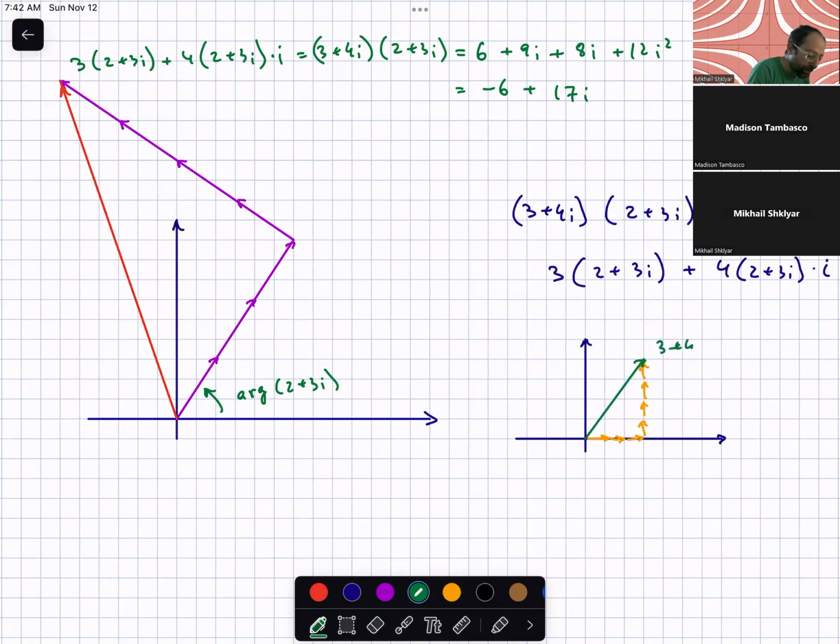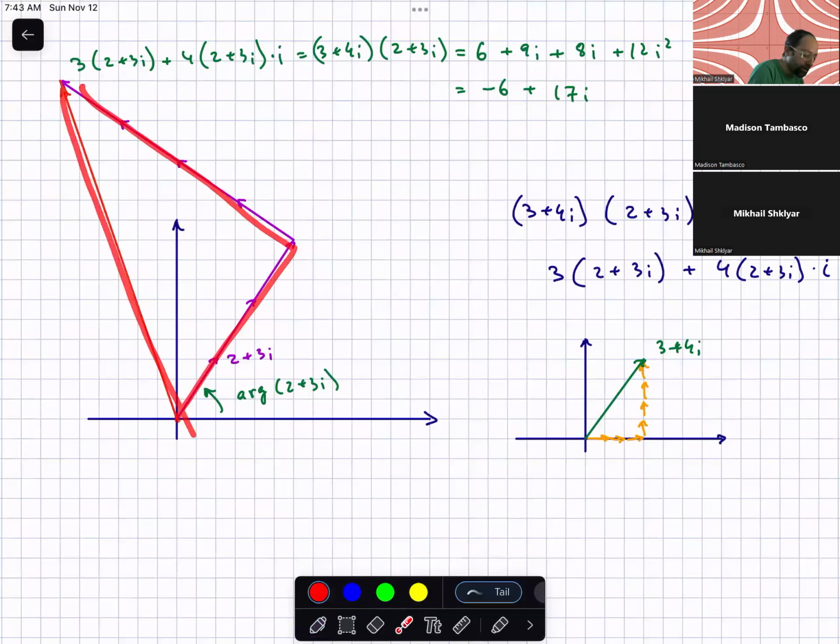Okay, so this is 3 plus 4i. Now this triangle over here, 3 plus 4i, is similar to this triangle over here because the ratio of the sides is 3 to 4 in both cases, right? So we start off with this vector 2 plus 3i, and you add it to itself 3 times. Then you rotate 90 degrees and you add that 90-degree rotation 4 times. So essentially this triangle over here is similar to this tiny triangle over here.